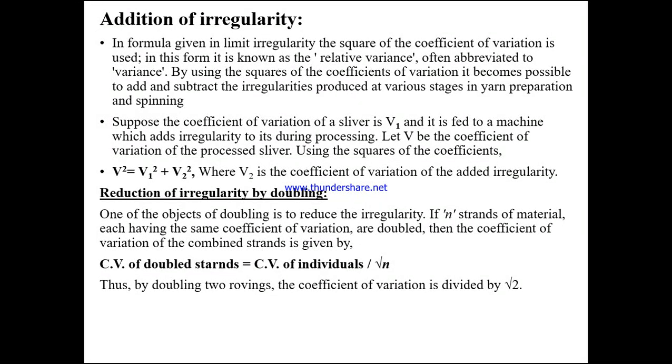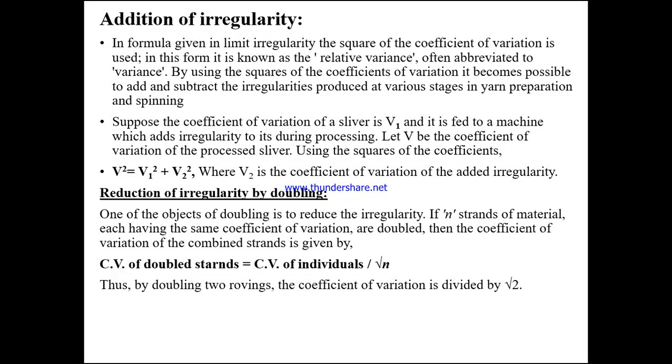Now, addition of irregularity. The variance has the additive property. So the variance or the coefficient of variation can be added together when we try to combine different materials of different values of coefficient of variation or the variance.